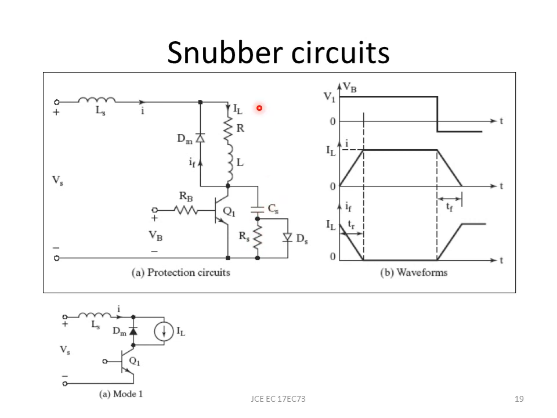So what we see is that a snubber circuit basically consists of the protection circuit, which consists of Ls, a series inductance, and a parallel CS and RS components. So these three form the snubber circuit. Now what is this DM? What is the role of the DM?